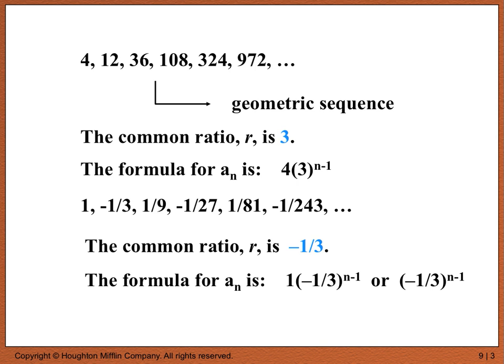So you should have come up with this. The formula for a sub n, or the nth term of the sequence, is 1 times negative 1/3 to the n minus 1 power, or simply negative 1/3 to the n minus 1 power, because the 1 disappears. Notice that this follows the same exact pattern we've been seeing. The first term is 1, the common ratio is negative 1/3, and the exponent is n minus 1.